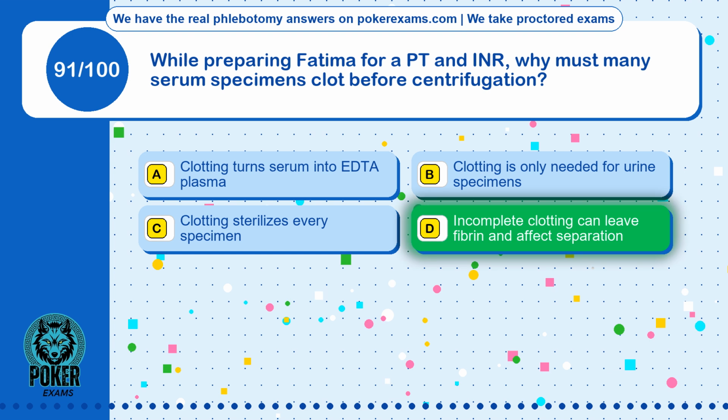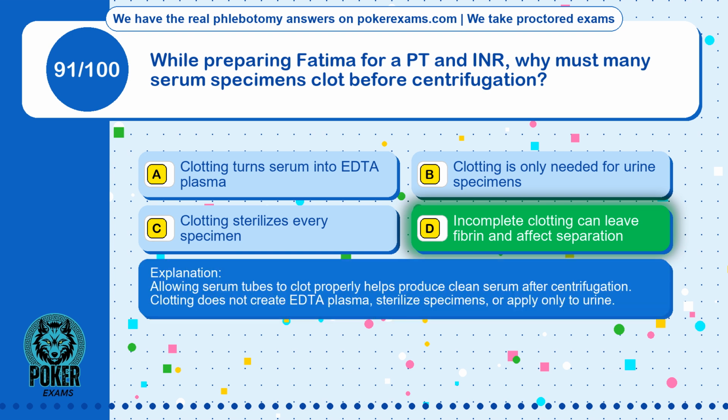The correct answer is option D. Incomplete clotting can leave fibrin and affect separation. Allowing serum tubes to clot properly helps produce clean serum after centrifugation. Clotting does not create EDTA plasma, sterilize specimens, or apply only to urine.